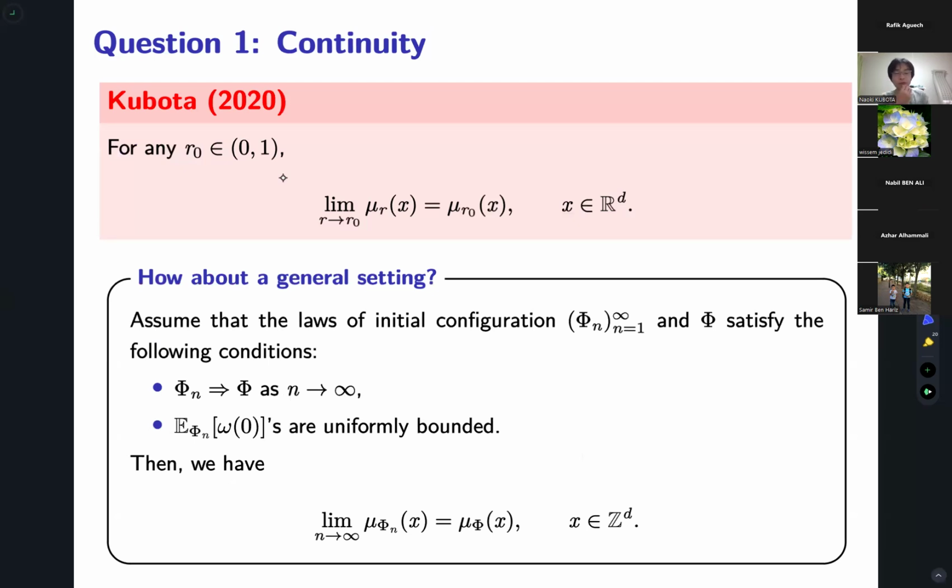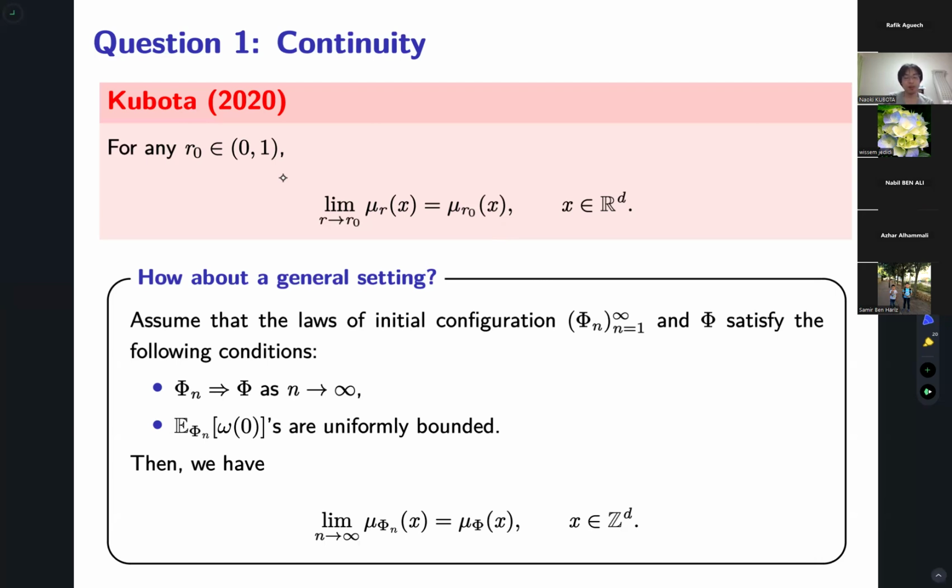Okay, so the first is continuity. Now we consider the Bernoulli setting. This means that we put one sleeping frog on each site with probability r, and so each site of Z^d has no frog with probability 1 minus r. Then in this case we can get the continuity of the time constant in the parameter r in this way. For any fixed r0, the time constant of parameter r converges to the time constant of parameter r0 as r goes to r0.